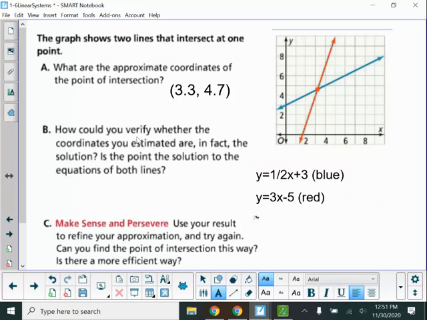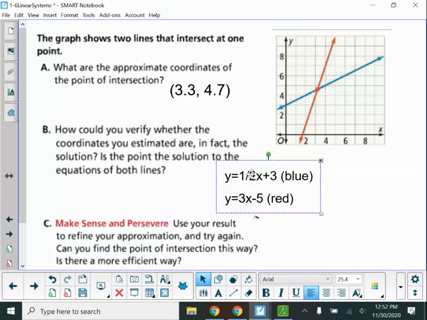So in order to test whether this is actually a solution, I could go through and plug both of these values in and see if the two sides are equal. So for the blue equation, if I take half of 3.3 and then add 3, I should get 4.7. Well, if I plug into the blue like that, and I'm going to pull out my calculator here, half of 3.3 is 1.65 plus 3. I get 4.65.